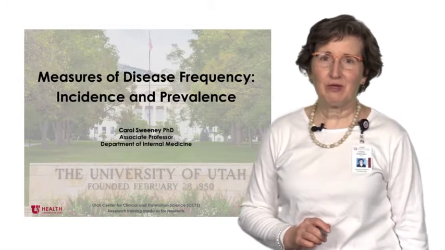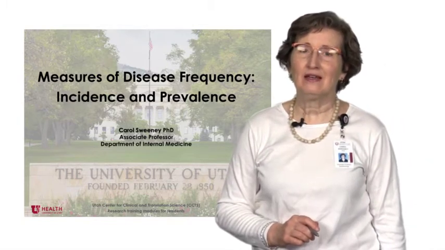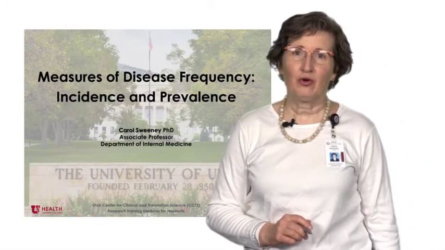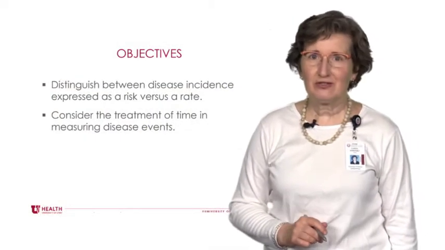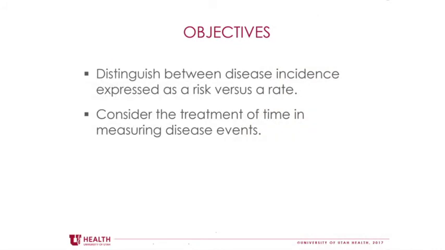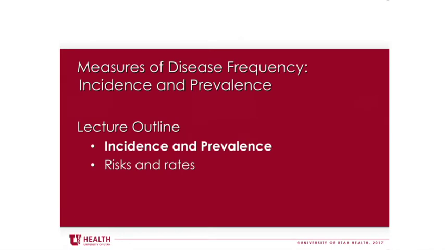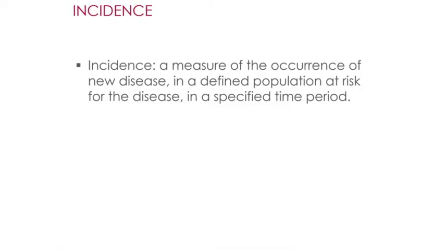This is the lecture segment about measures of disease frequency, incidence, and prevalence for the Resident Research Modules series. The objectives for this lecture segment are that students will be able to distinguish between disease expressed as a risk versus a rate, and that students will consider the treatment of time in measuring disease events. So the outline is just we'll talk about incidence and prevalence and then about risks and rates.